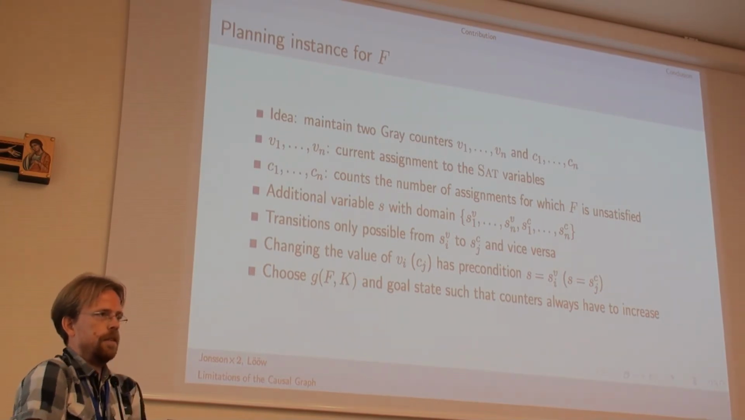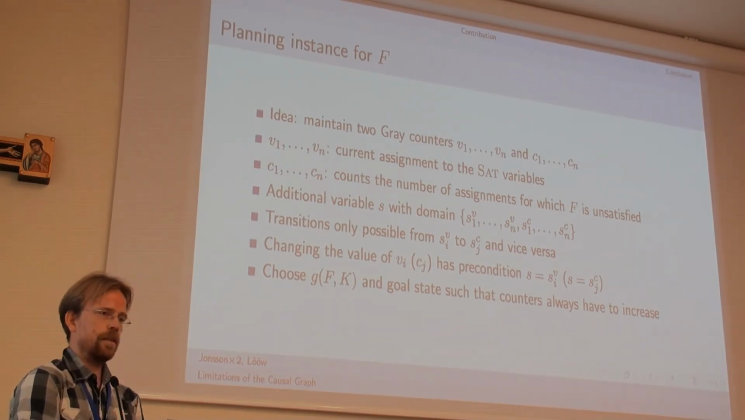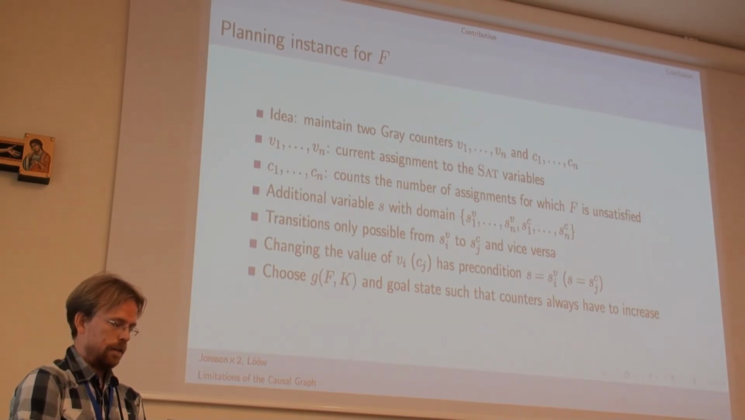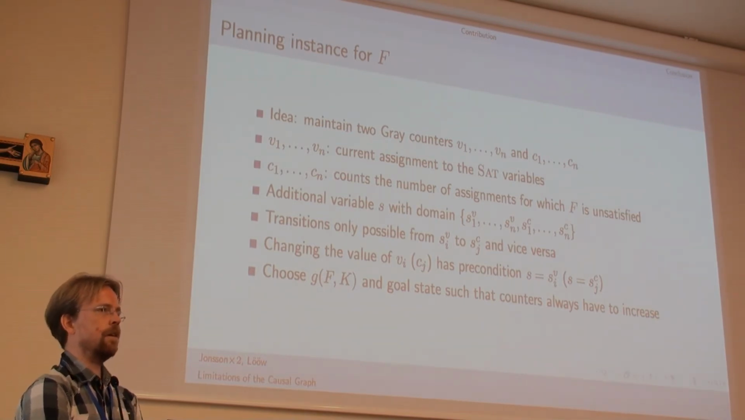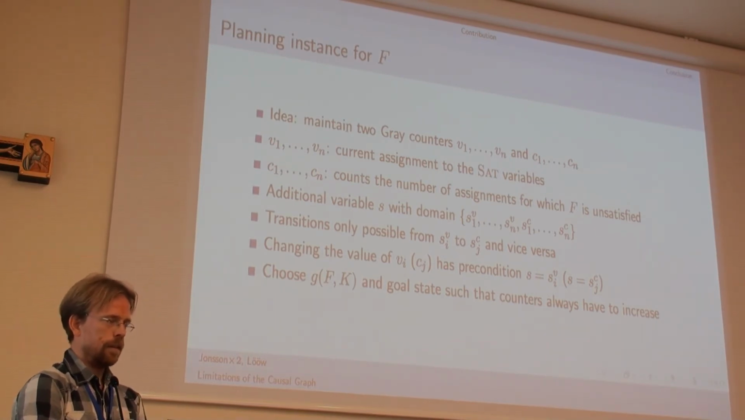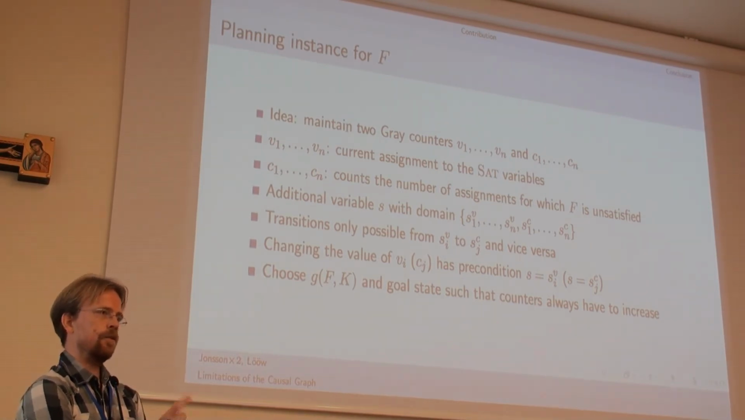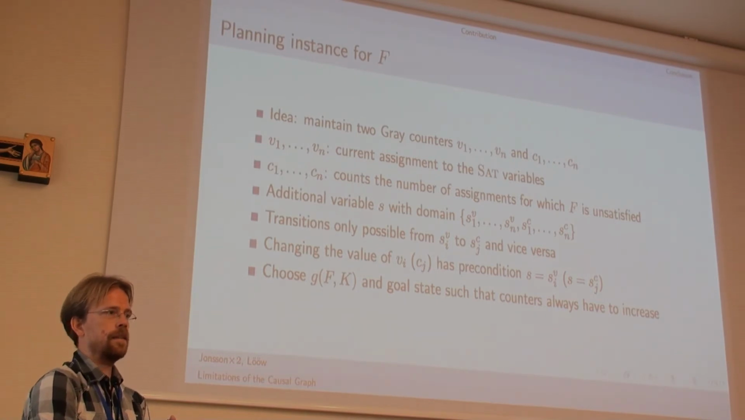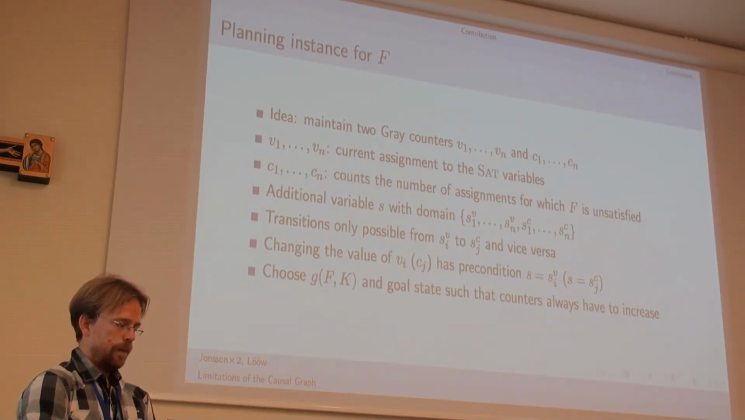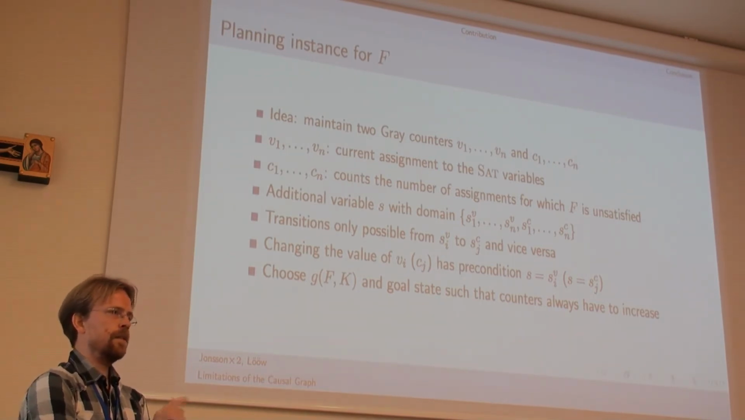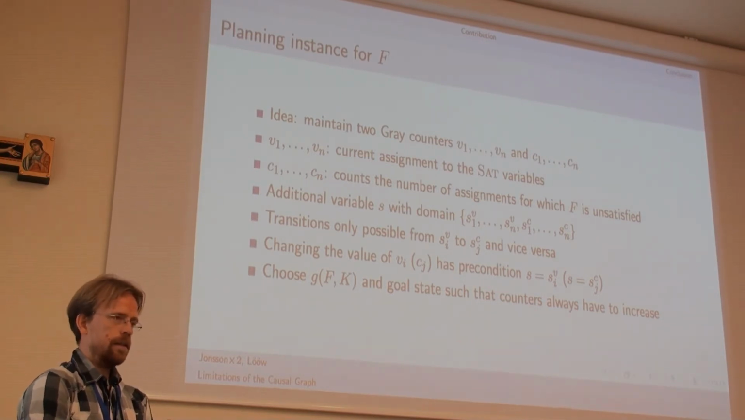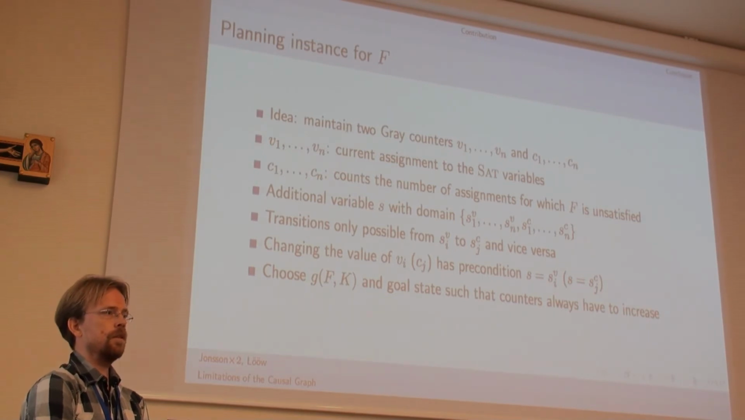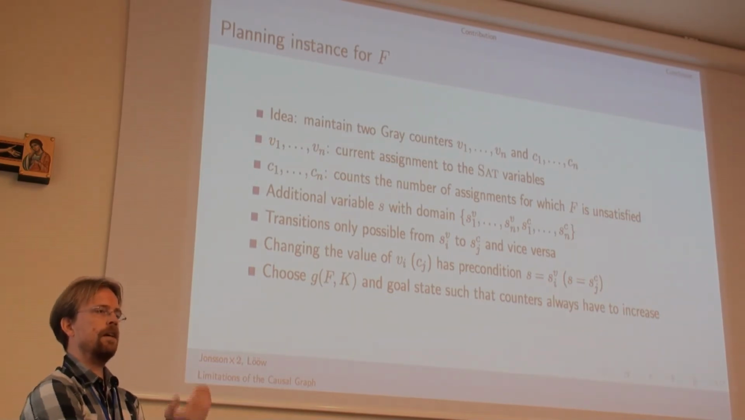So we choose this function G in a way that, and the goal state, is that you have to count through all the variable assignments. And the goal state on C is defined such that you have to find exactly K unsatisfying assignments. We select a bound based on the formula and this K, such that you can only reach the goal within this bound if you never count down.